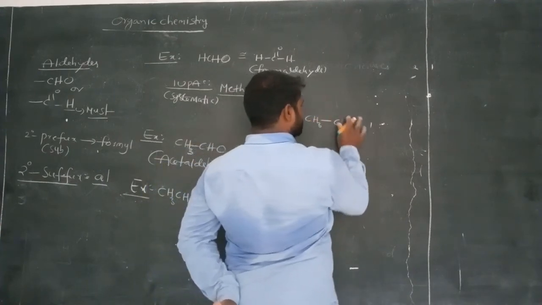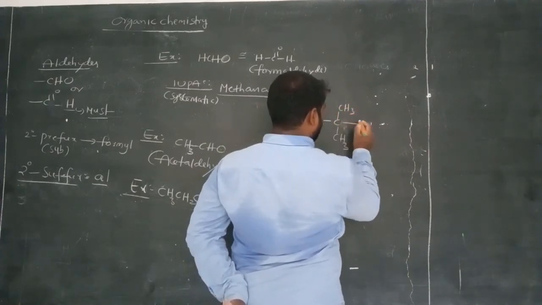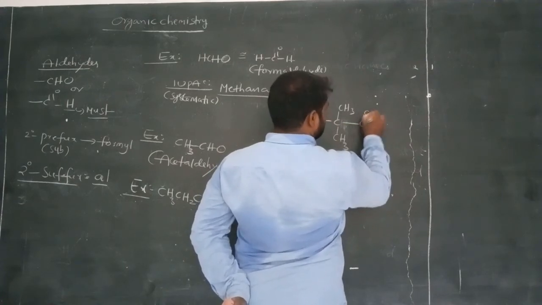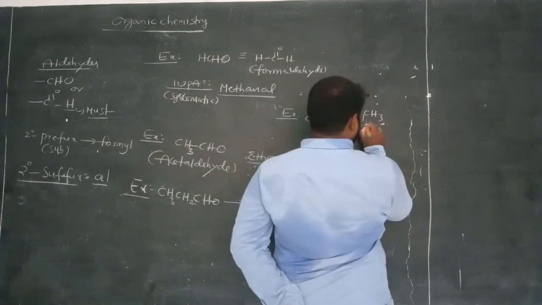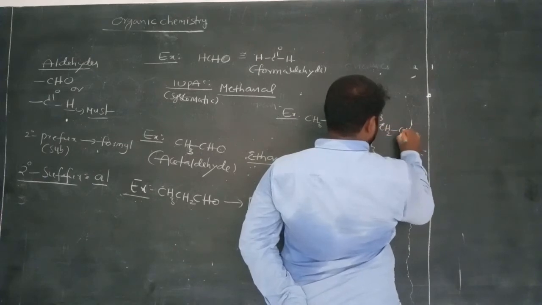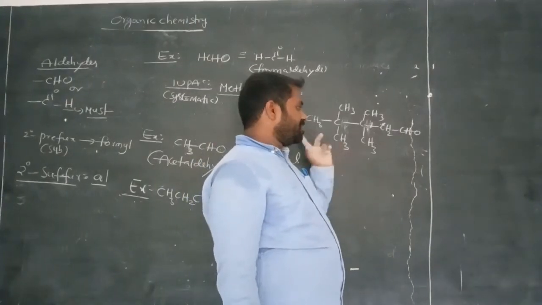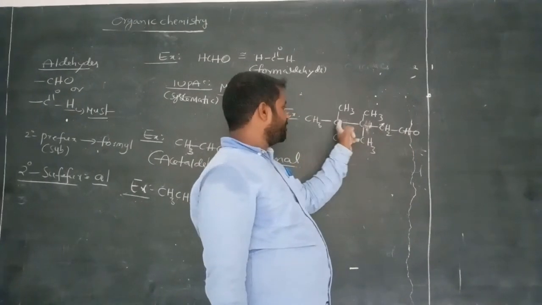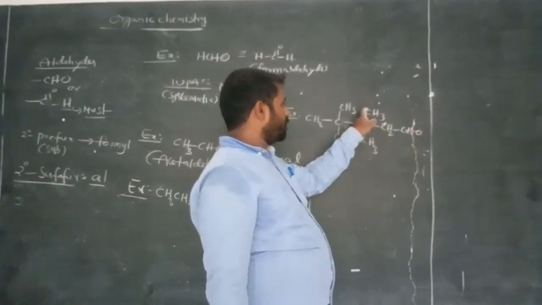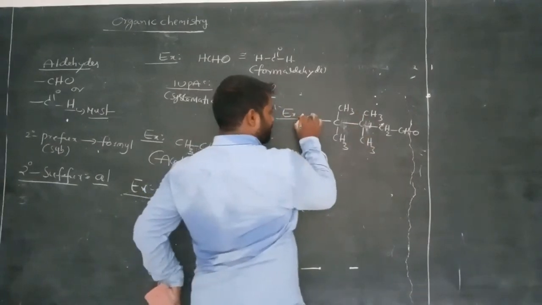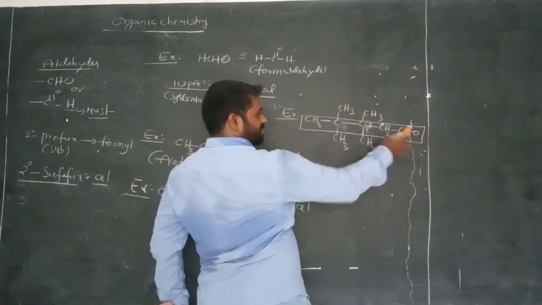CH3, C(CH3)2, C(CH3)2, and CH2CHO. It is clearly an aldehyde. Why? Because CHO is there. First we have to select the longest chain: 1, 2, 3, 4, 5. 1, 2, 3, 4, 5. 1, 2, 3, 4 only. Okay. Suppose this is the longest chain. Clear? It can also be the longest chain.